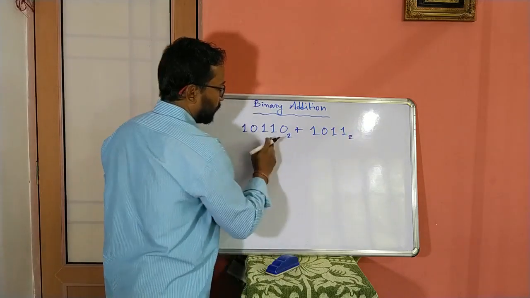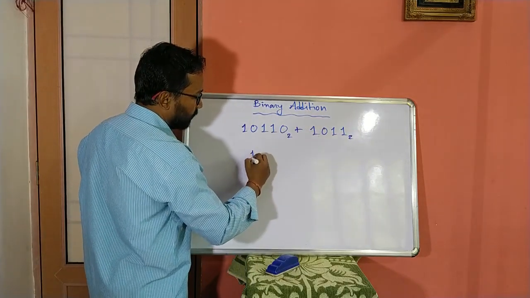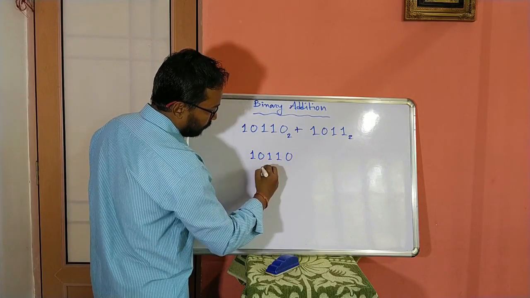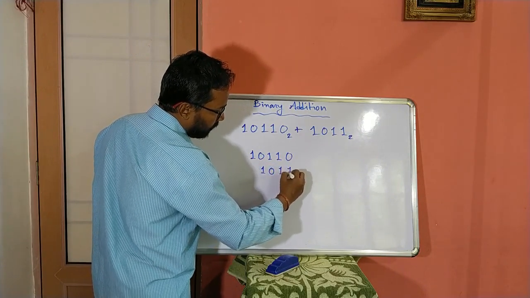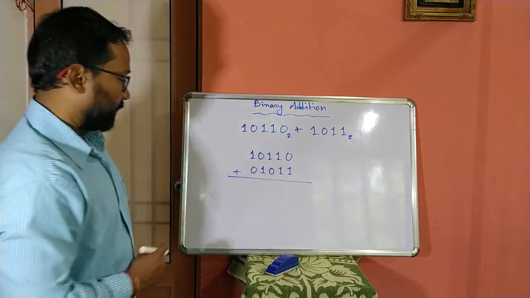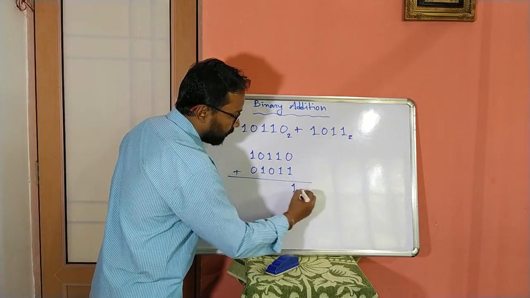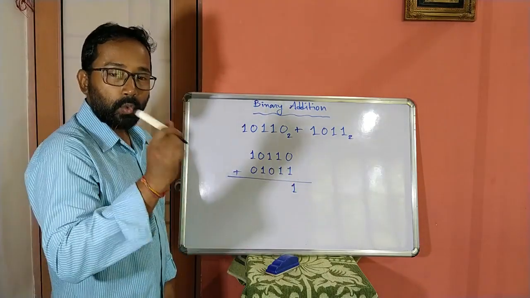So this is one binary number, this one another binary number, binary plus binary addition. How to write this? Here we have 4 digits. So we will start with 0 plus 1. Now see, 0 plus 1, what we have learned? 1. Then 1 plus 1 gives 10.